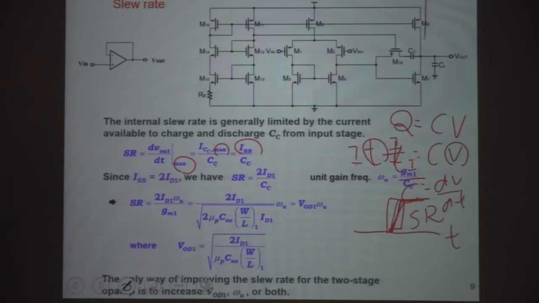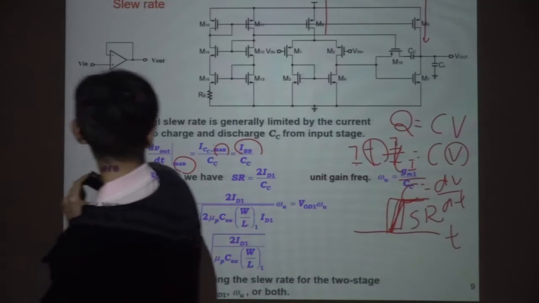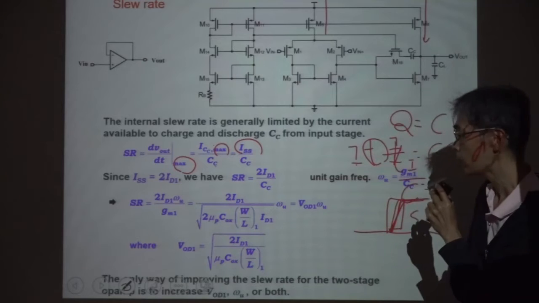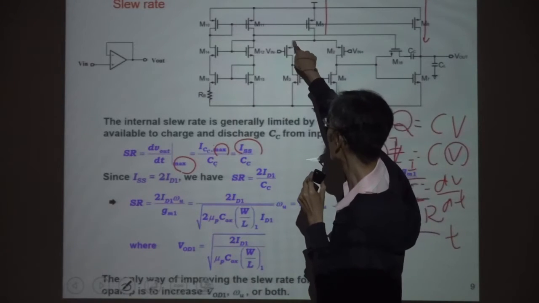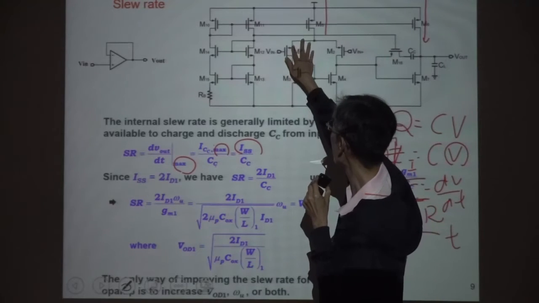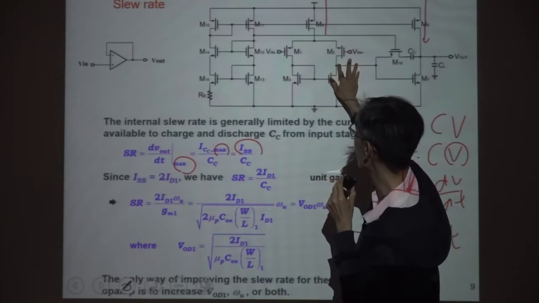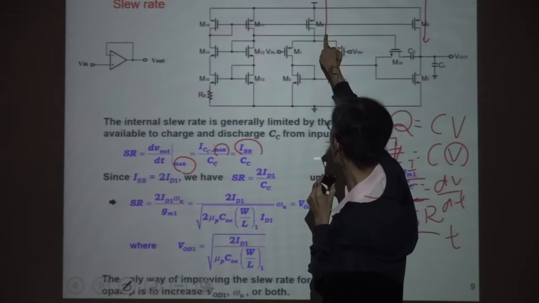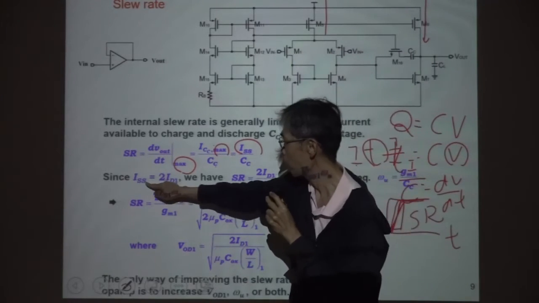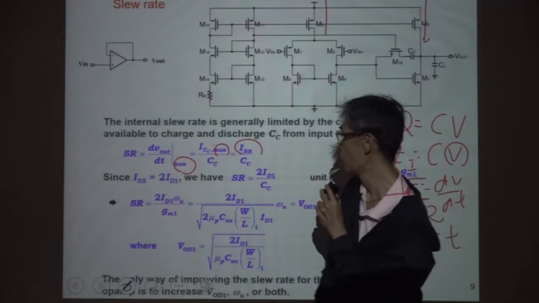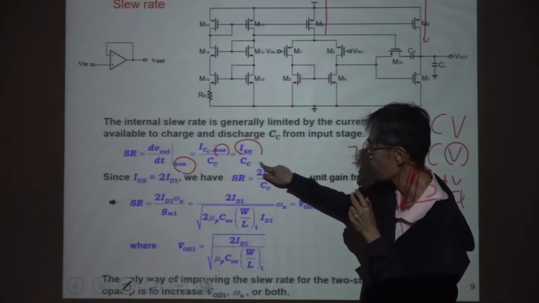See this one, ISS, the supply current. So IS equals 2ID1, this is ID1, and ID1 and ID2 are equal. So IS equals I1 plus I2. So IS equals 2ID1. So this is the slew rate we can calculate.